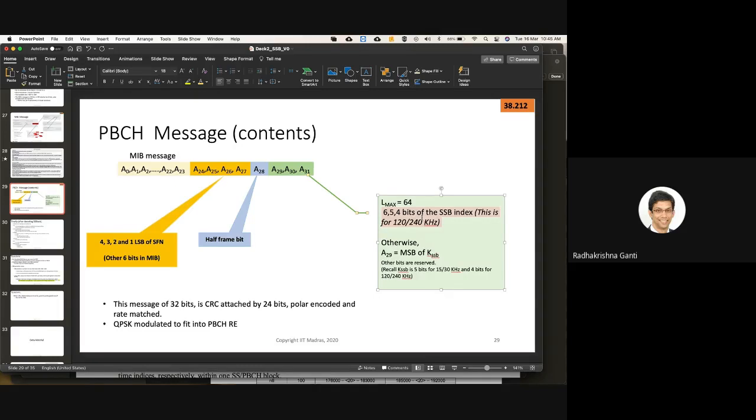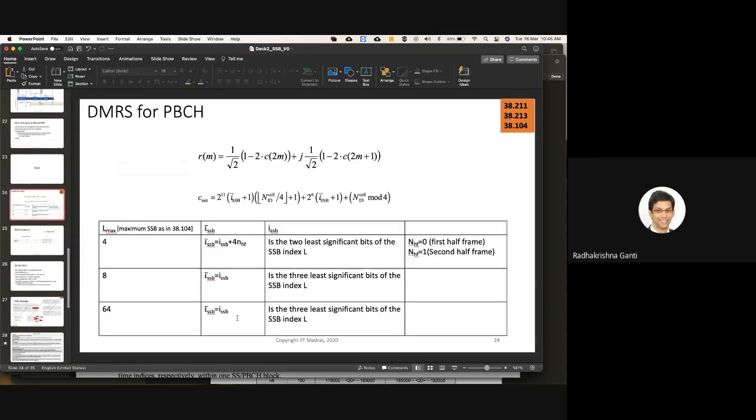Sir, you said ISSB is also part of this, MIB or PBCH? Sorry, can you repeat it? ISSB, sir. Yeah. So ISSB is what you decode using the DMRS. Yes, sir. So what is the ISSB used for? ISSB is used to represent the index cell.